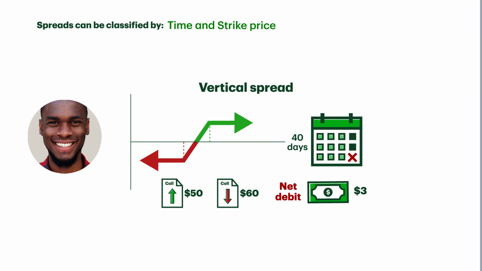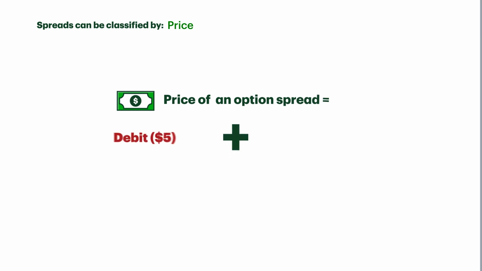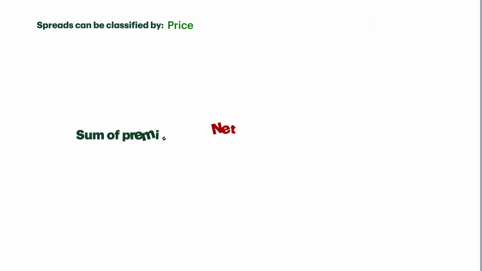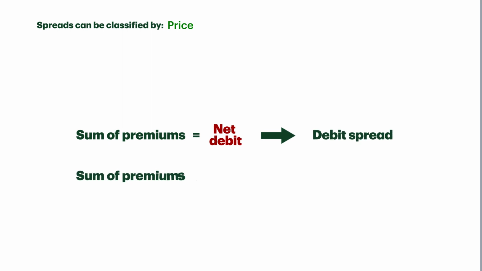The next way we can classify option spreads is by price. Remember, the price of an option spread is the sum of the debit and credit for each individual leg. If the sum of the premiums results in a net debit, the spread is called a debit spread. If the sum of the premiums results in a net credit, the spread is called a credit spread. As we determined earlier, Jack's trade is a debit spread.